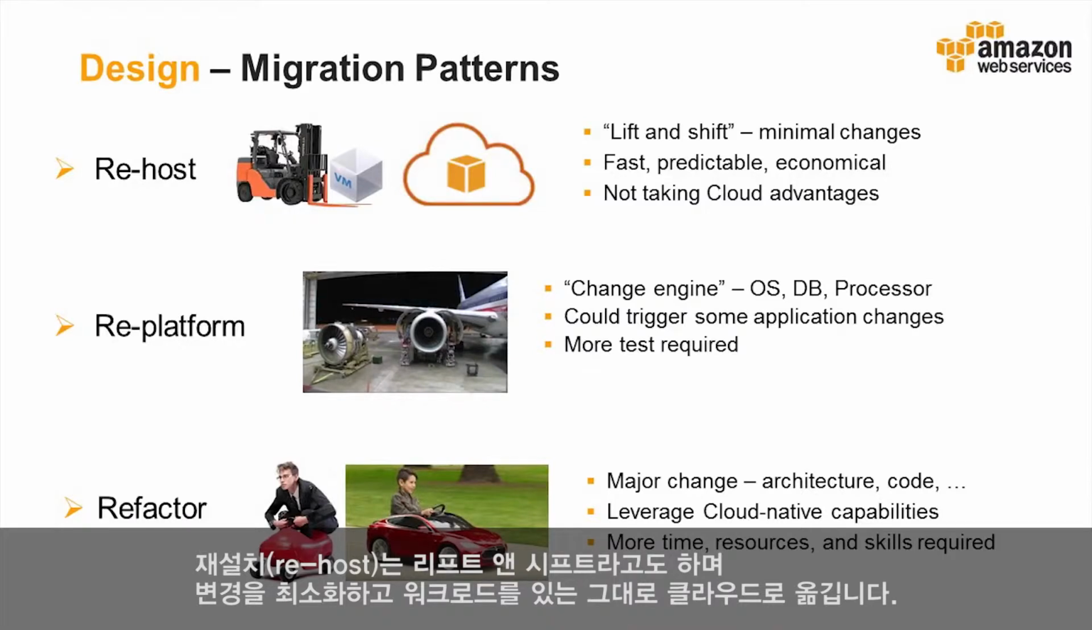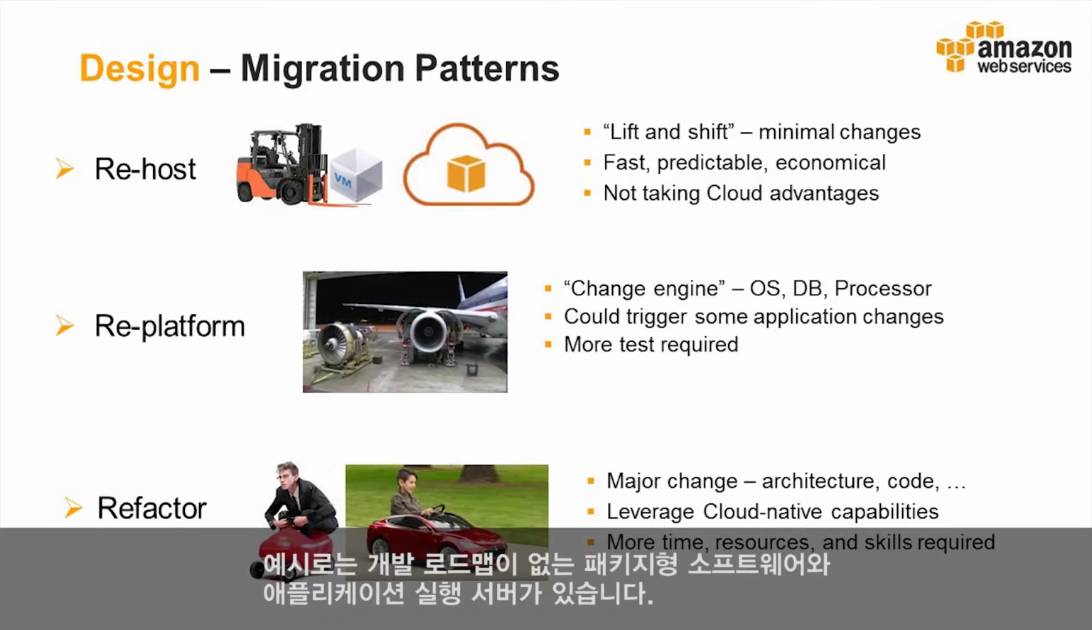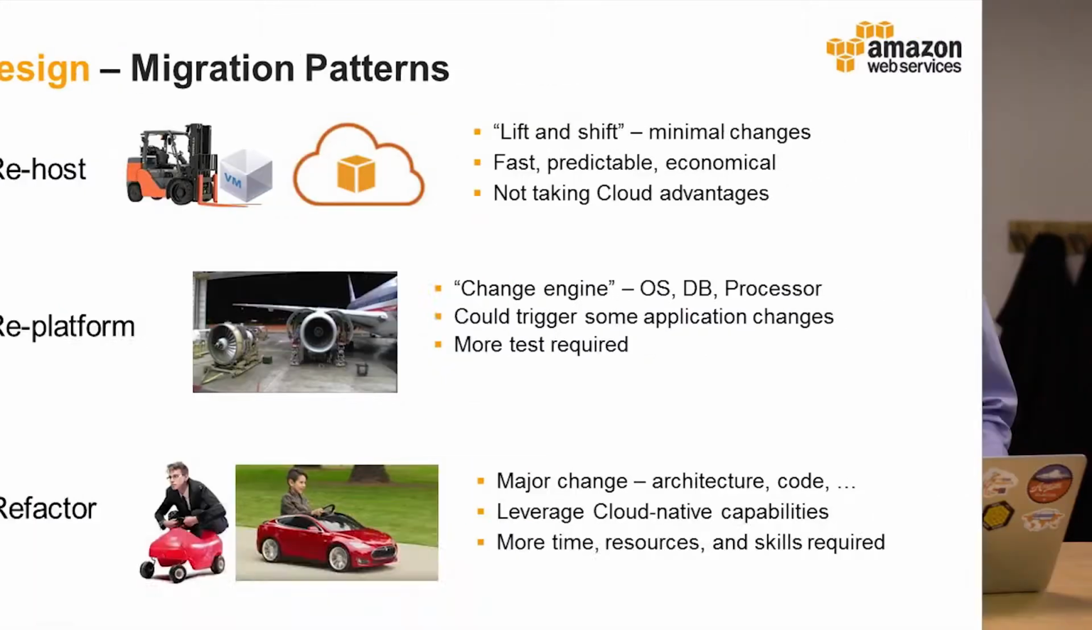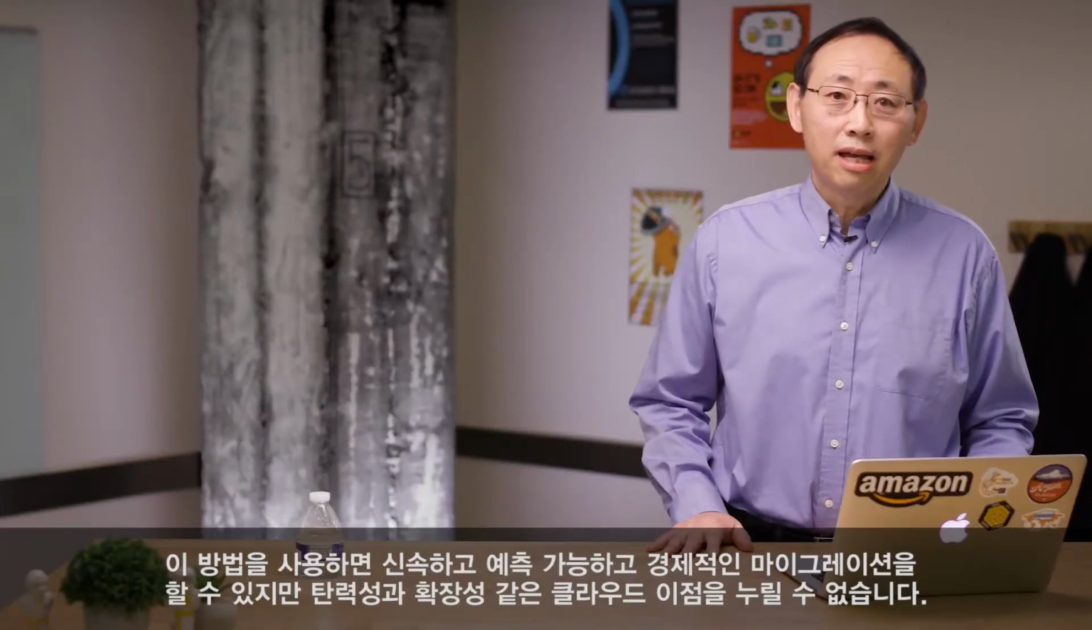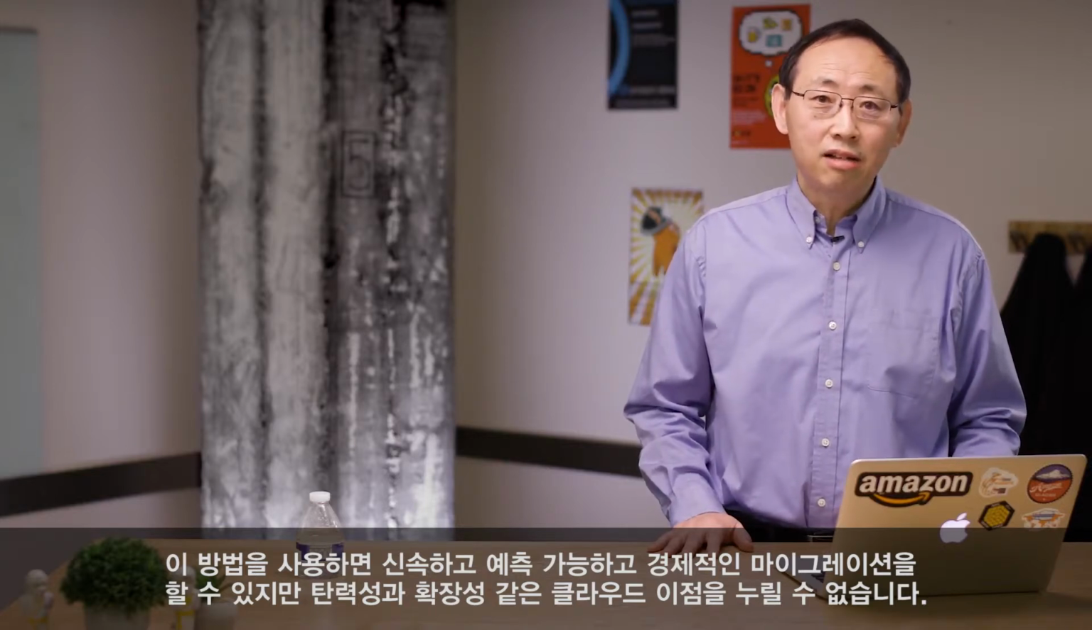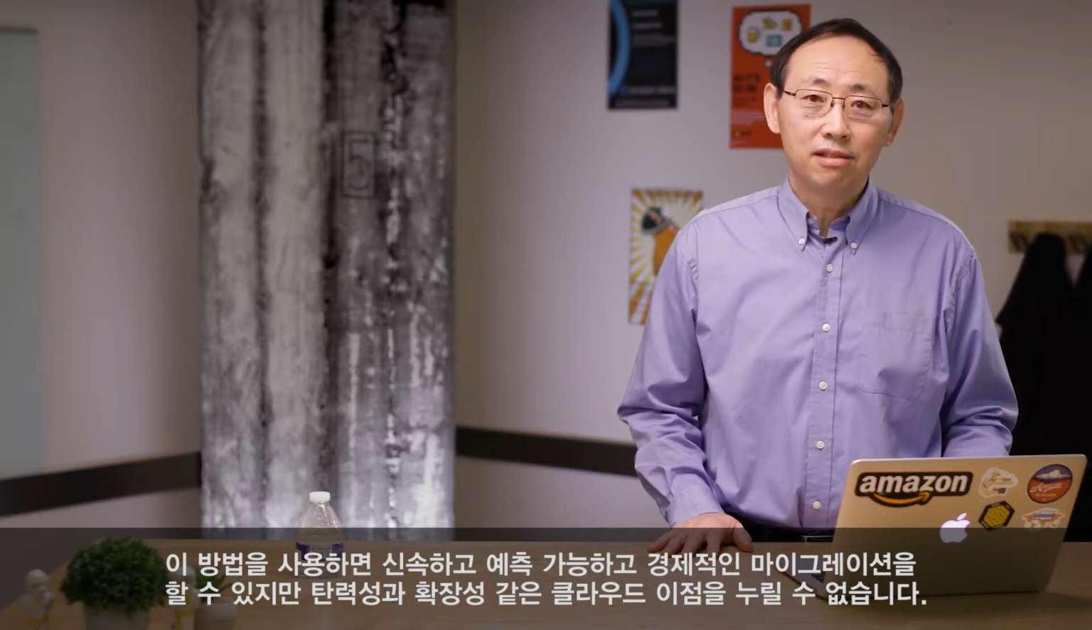Rehosting is also called lift and shift. It moves workloads as is to the cloud with minimal changes. Examples include servers running packaged software and applications without an active development roadmap. Customers use lift and shift to quickly migrate, then focus on optimization. Using this method, the migration can be fast, predictable, and economical. However, it does not take advantage of cloud benefits such as elasticity and scale.